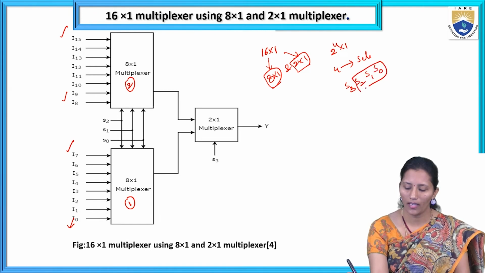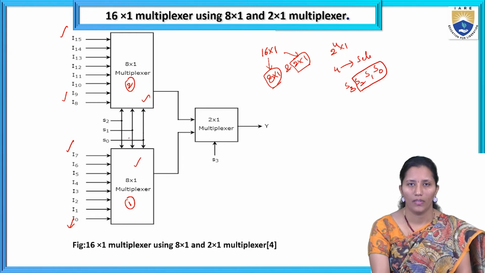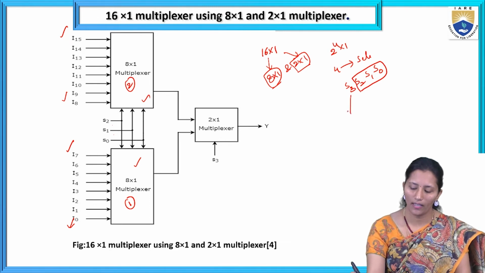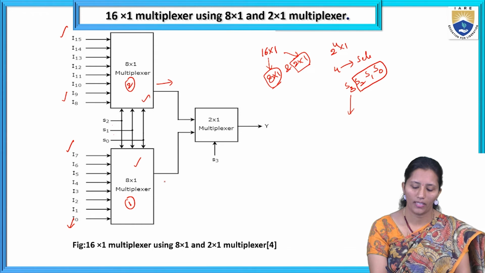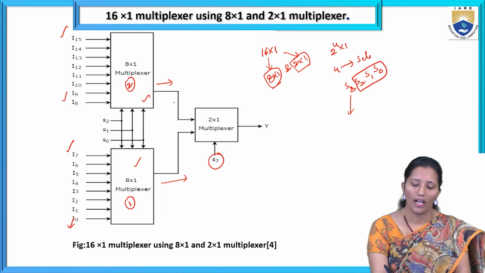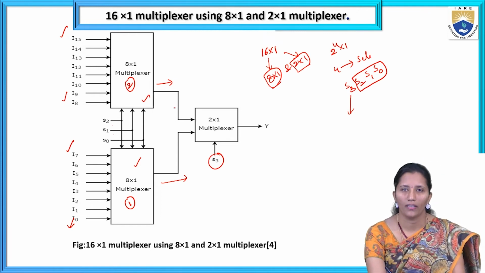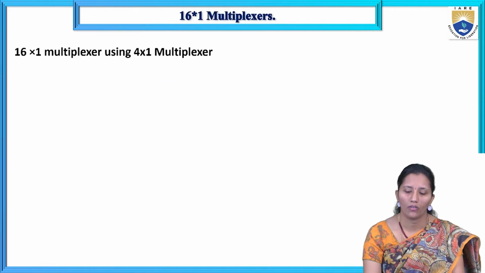So S0, S1, S2 are the selection lines for both 8 by 1 multiplexers. We are giving common selection lines S2, S1, S0 to both multiplexers. Okay. And this S3 will be the selection line for the 2 by 1 multiplexer. So we are getting one output from the 8 by 1 multiplexer and one output from the other 8 by 1 multiplexer. According to S3, any one of the outputs will be transmitted to the final output Y. So this is the realization of 16 by 1 multiplexer using 8 by 1 and 2 by 1 multiplexers.